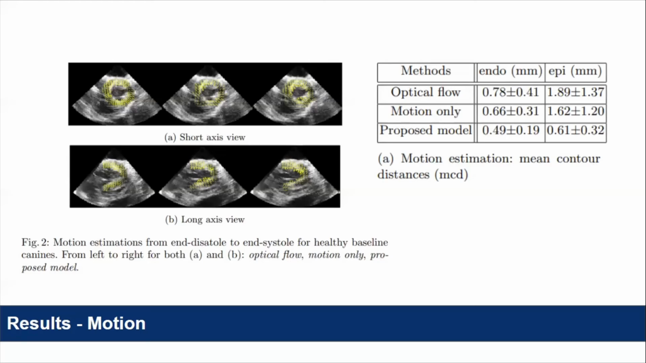The quantitative results show that the proposed model performs favorably against both the deep learning motion-only network and the optical flow for both endo and epicardiums. A Wilcoxon rank sum test confirms significance at p less than 0.05.